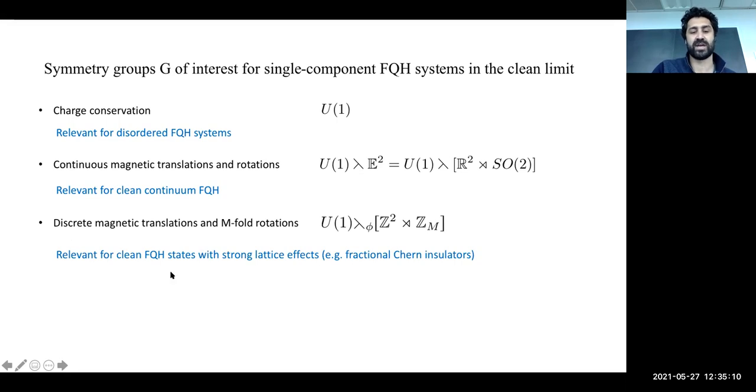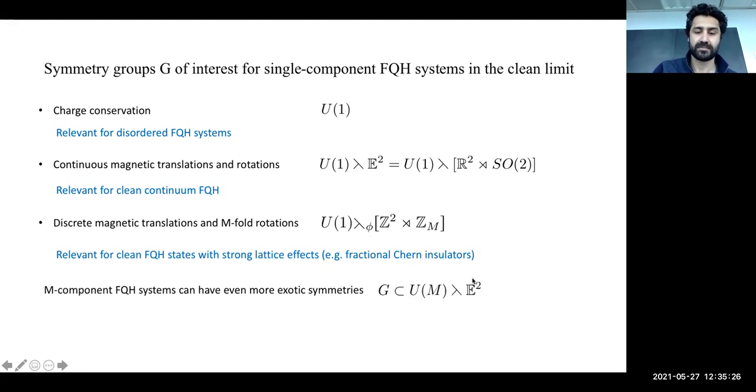Then we're also interested in the lattice case. This is relevant when lattice effects are very strong. This would be for fractional Chern insulators, for example, where you have discrete translations and M-fold rotations. Now you have some flux per plaquette, phi, that specifies the central extension, so you need to keep in mind that there's this phi as well. In general, of course, we can have multi-component fractional quantum Hall systems. So in general, often the symmetry will be just some subgroup of this more complicated group.